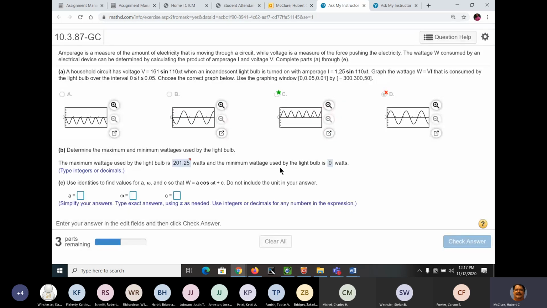Okay, and now they're saying use identities to find the values. This is C. To find the values for alpha, and I think that's sigma. I can't remember if that's sigma or, and C, so that W is equal to A cosine of sigma T plus C. Do not include the unit in your answer. Okay.